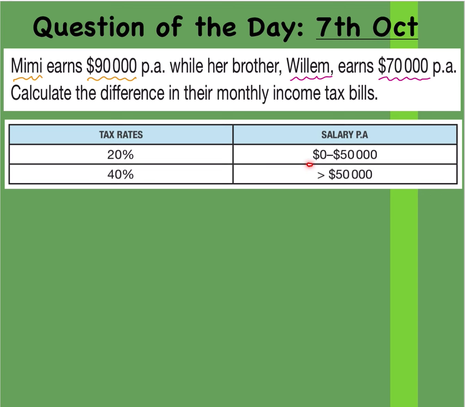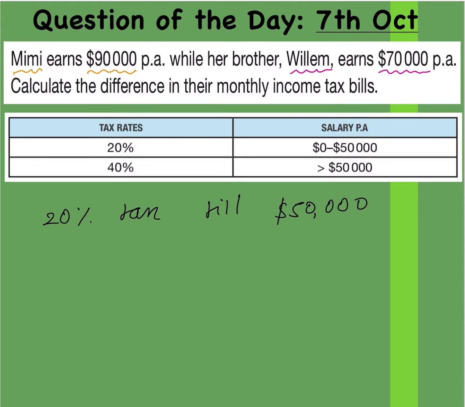For the first 50,000, your bracket will be 20%. For example, if Mimi is making 90,000 per annum, the first 50,000 will have a tax bracket of 20%. So it will be common to both. So let's calculate 20% tax till $50,000. It'll be how much?